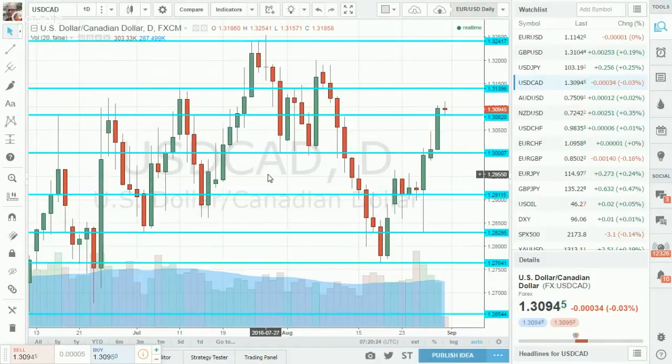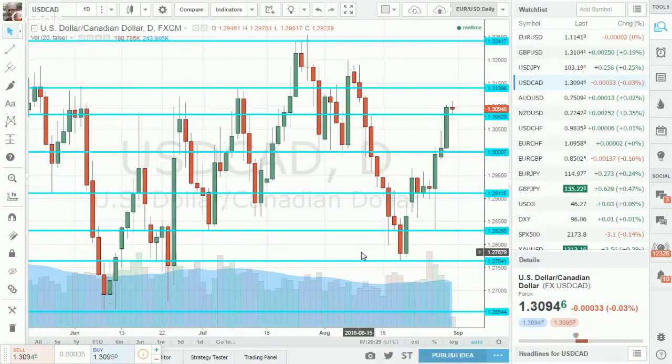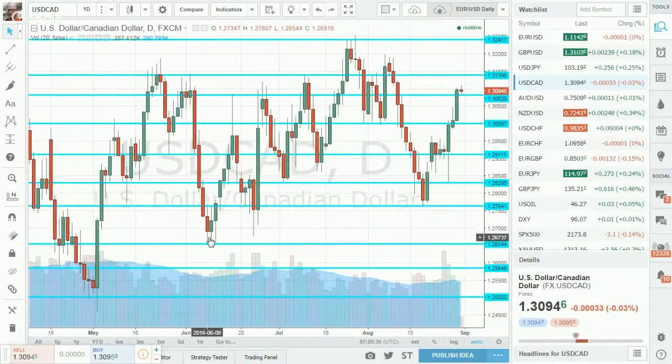127.65 replaces 127.50 as strong support, the lowest level in over a month, and 126.50 was the low seen back here in June. Of course, it's worth mentioning the round number of 125, which is also 80 cents if you look the other way around, CAD USD.